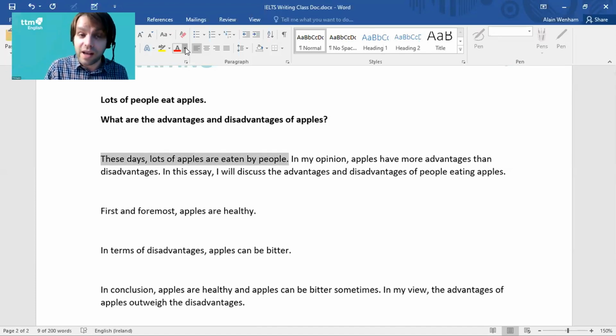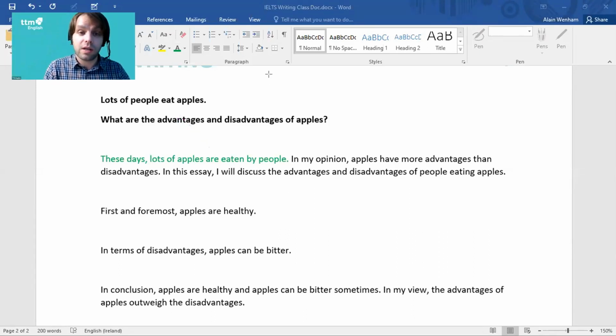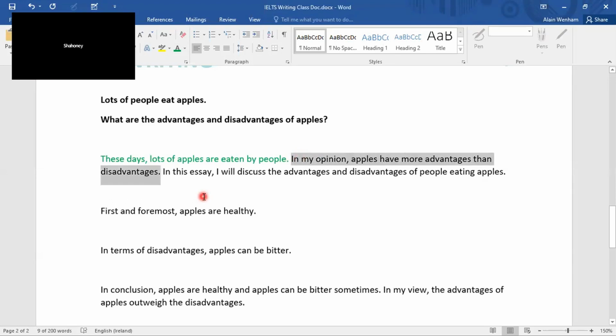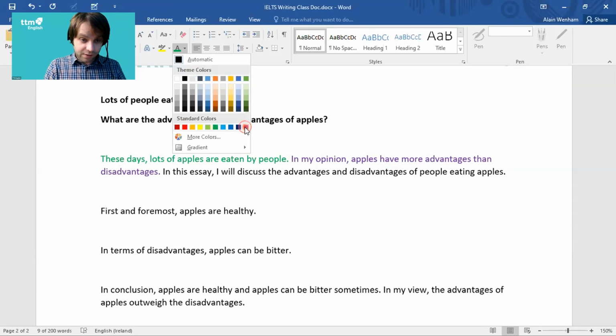So don't worry if I go fast now, but every introduction needs this. What's this, Shahani? This sentence here in green, what do we call this? It's a paraphrase. Now, what's this sentence again? We just said it. What is it? Paraphrase. And that one is number 2, your opinion. Okay.